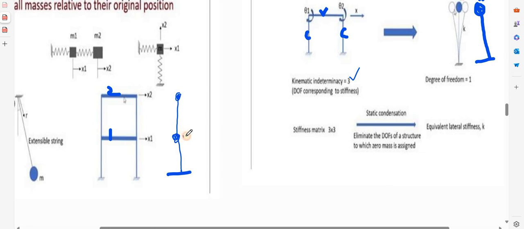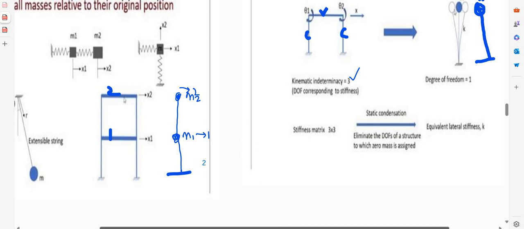So this one will be M1 and this one will be M2. Here the degrees of freedom: at the M1 level, it can move in the horizontal direction, so 1 degree of freedom will be here, and at the M2 level there will be another degree of freedom. So what will be the total degree of freedom of this system? It will be 2. So this is the idea.